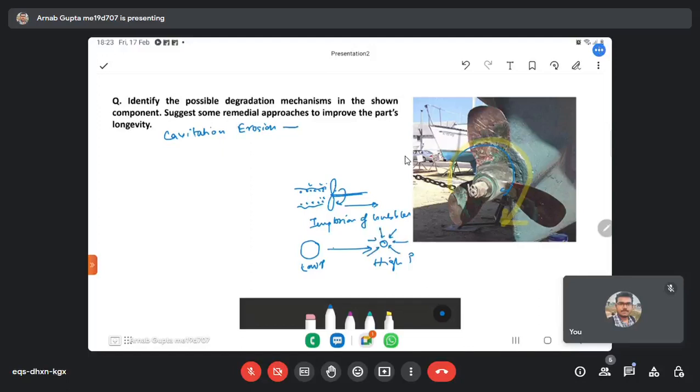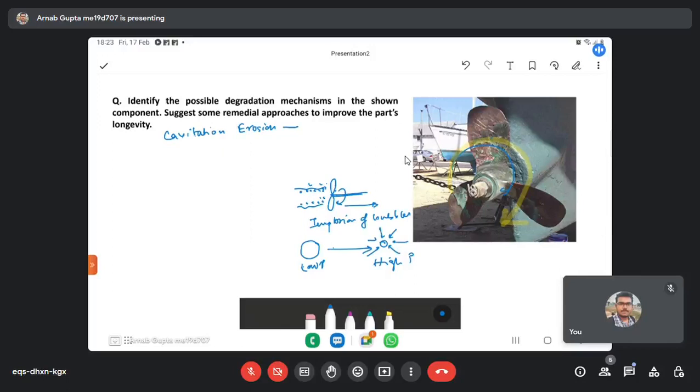Sorry, at the surface of this propeller. So at that time, due to the shock waves that are generated, you will see that erosion is happening. So that is what we call cavitation erosion.